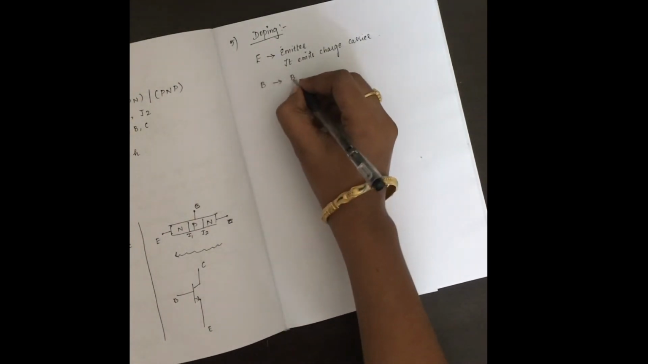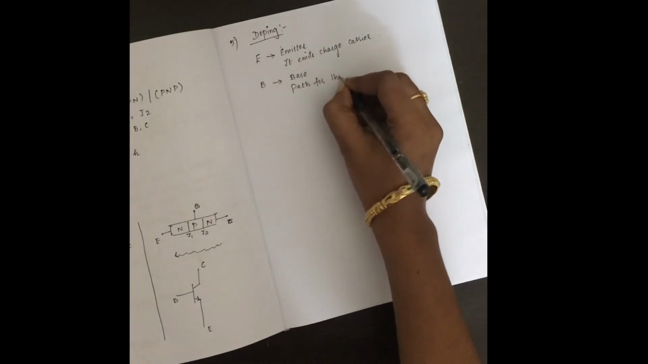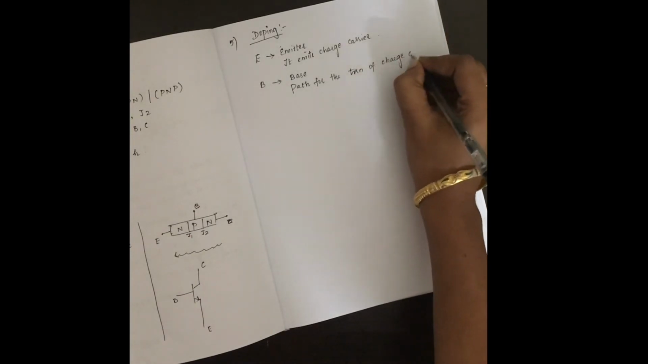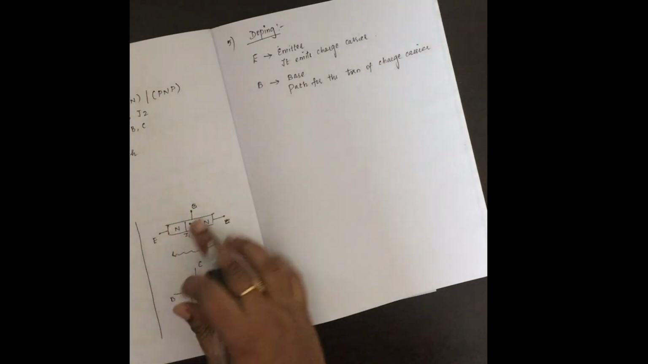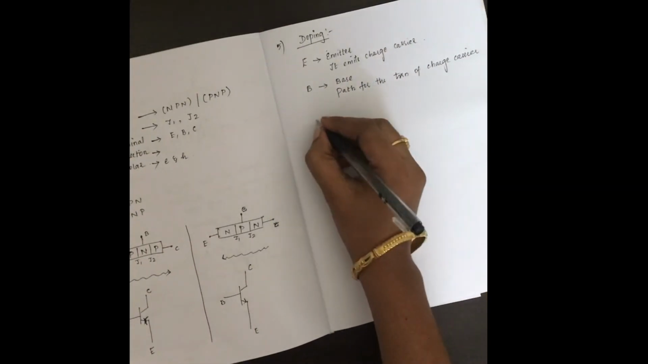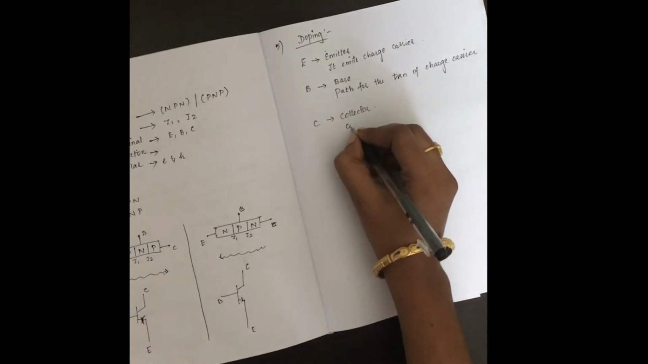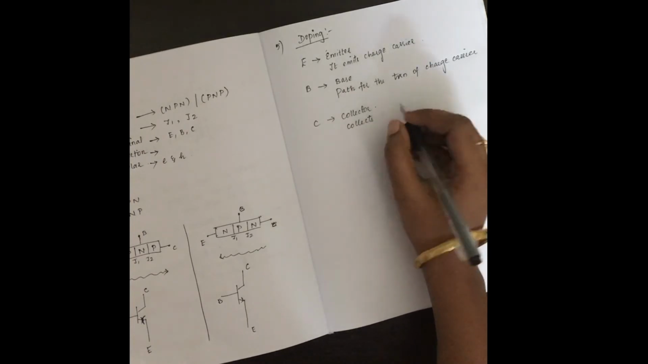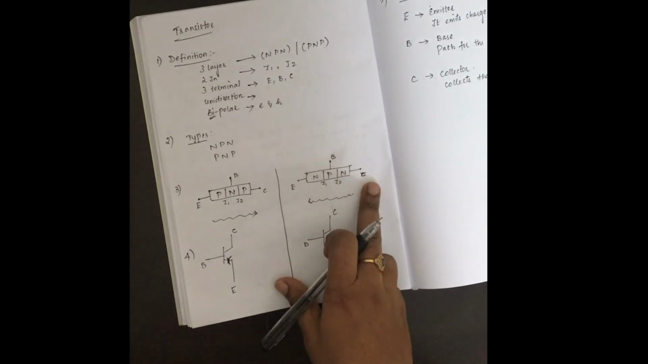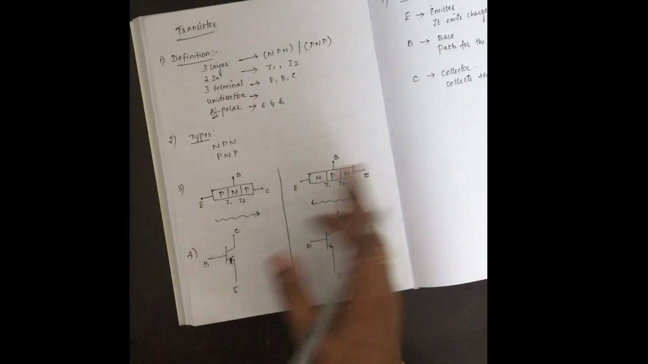Next is B, that is base. Base is just acting as a path for the transmission of charge carriers. From emitter to collector the charge carriers flow, so for that it is just acting as a path. Next is collector. From the name itself you can tell what it does. It just collects the charge carriers which are sent by the emitter. So emitter is used to emit the charge carriers, collector is used to collect those charge carriers, and this base is just acting as a path for the charge carriers to move.